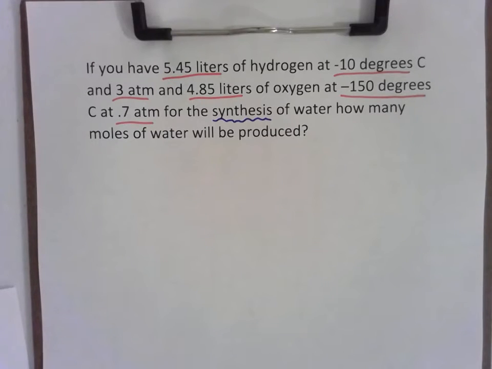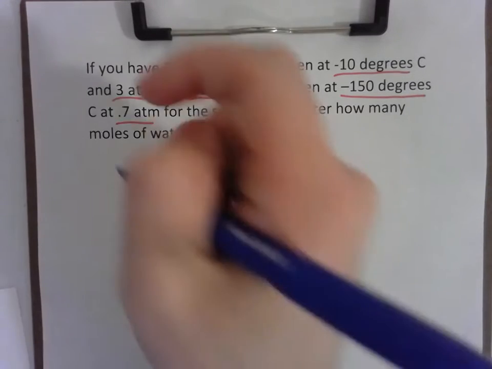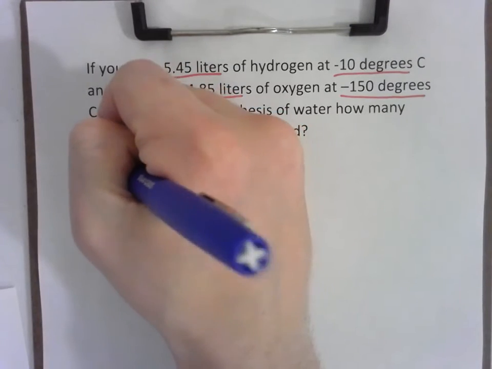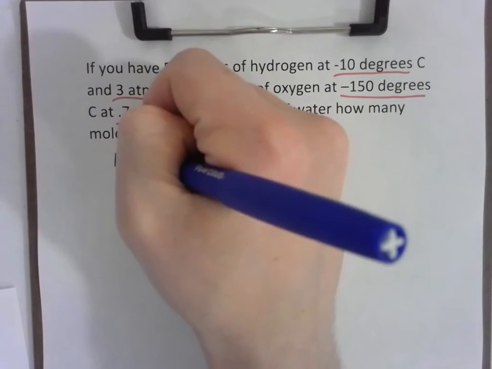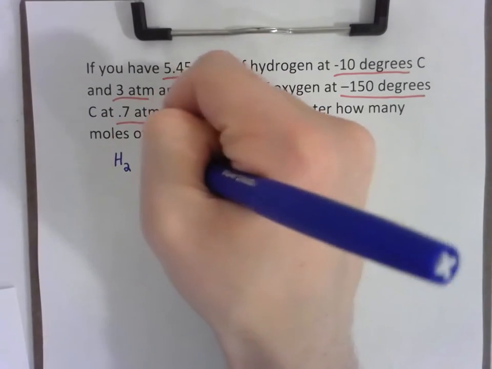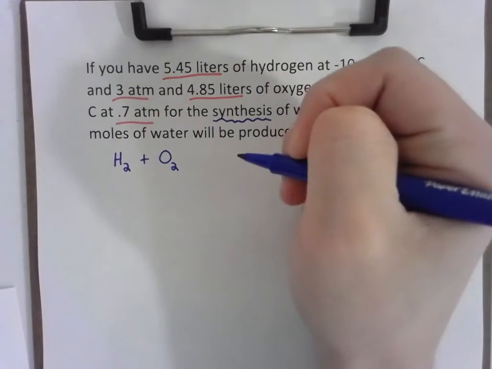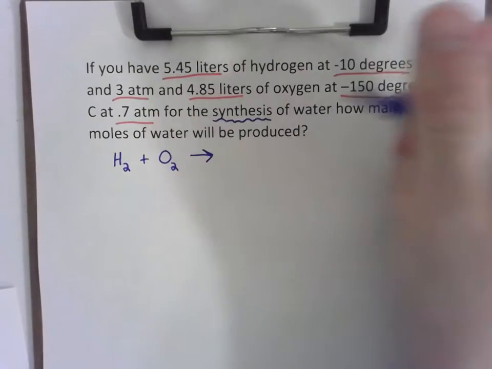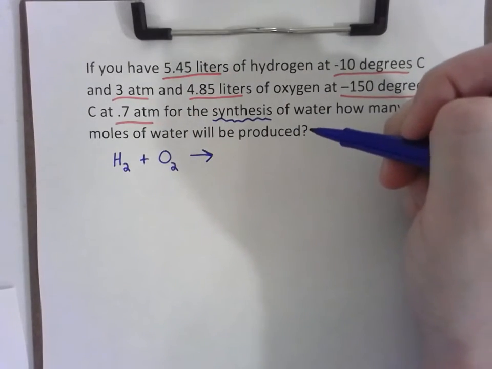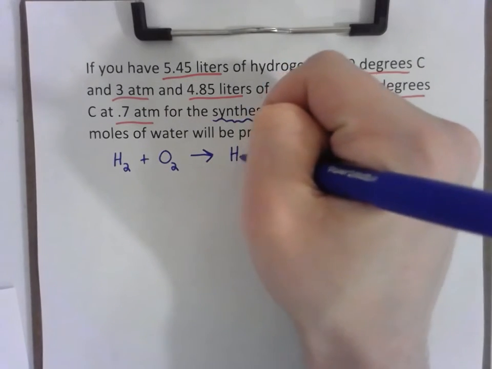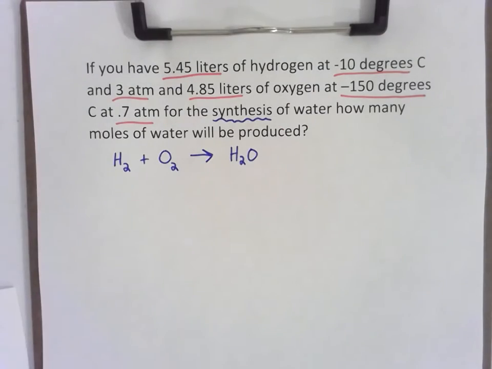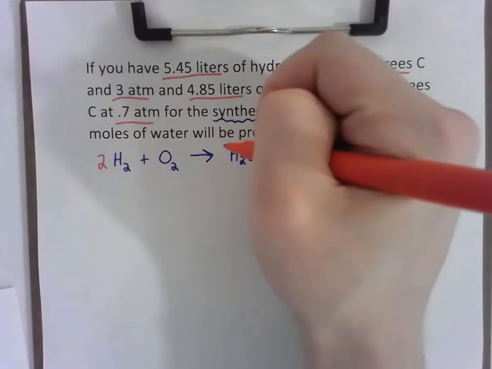So one thing that can be pretty helpful is just to write down the chemical reaction itself. So I've got two reactants, hydrogen, which is diatomic, so it's going to be written as H2, and oxygen, which is also diatomic. And in the problem, they're asking me how much water is produced. So that means H2O is going to be a product. Now this needs to be balanced, so I'll put a 2 here and a 2 here.